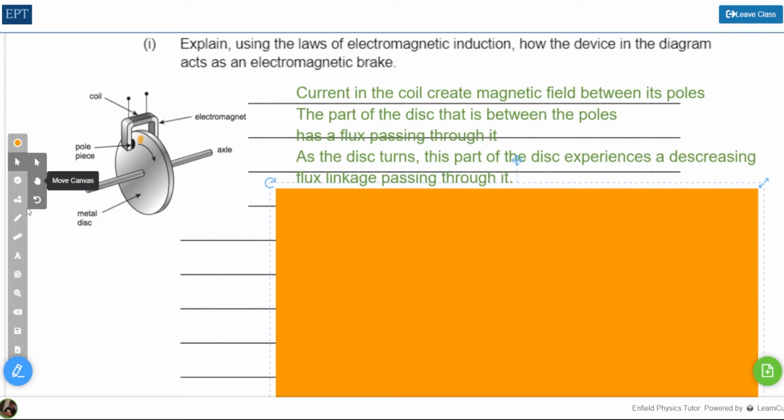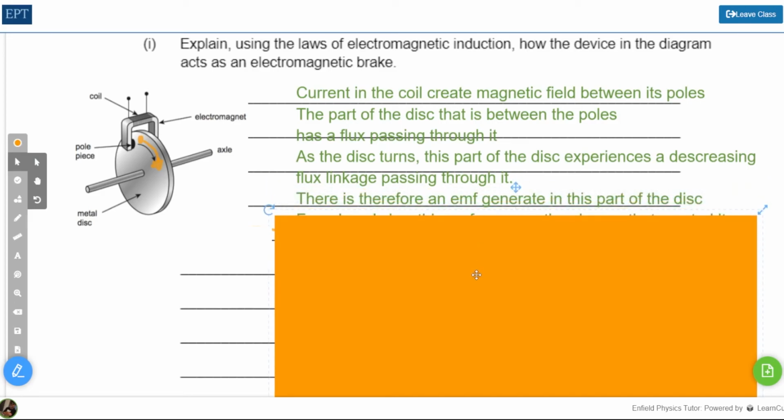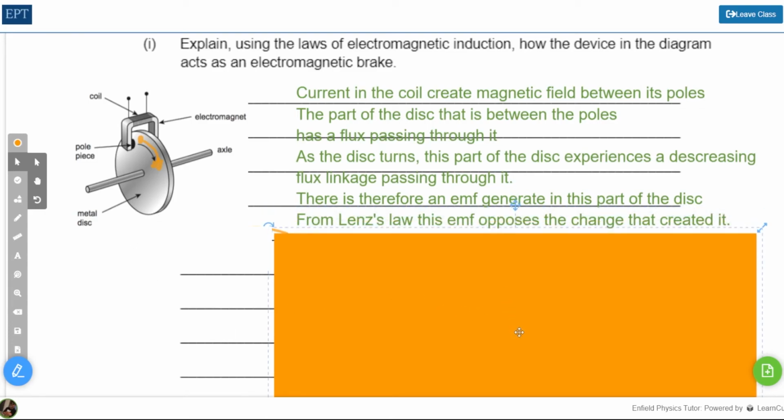As it turns, that means that that little area that had a flux finds that it's moved to a place where it doesn't have a flux. And because of that, it's experiencing a change in the flux passing through it. And this, of course, from Faraday's law means that there's going to be an EMF generated in that part of the disc. And Lenz's law tells us that this EMF will oppose the change that created it.